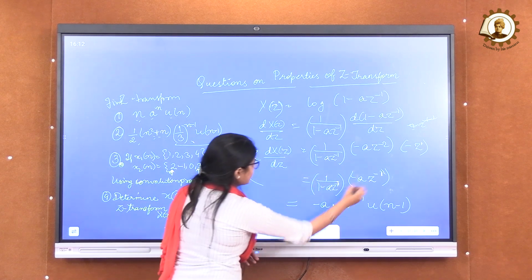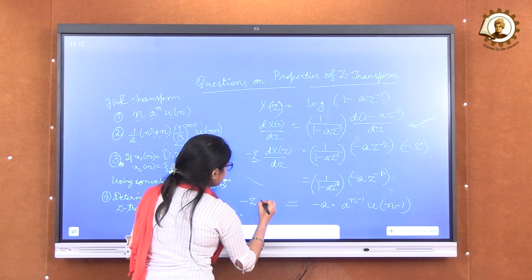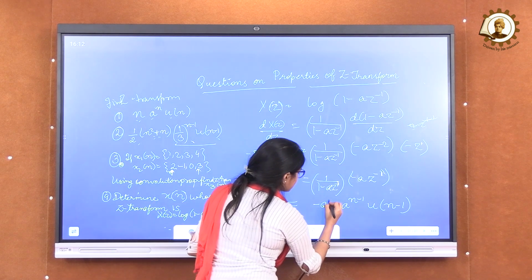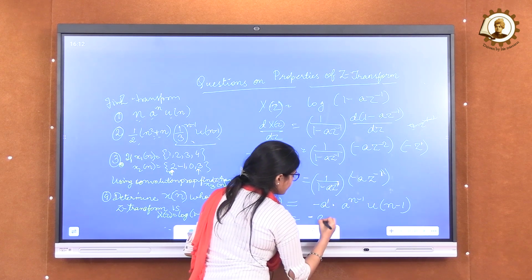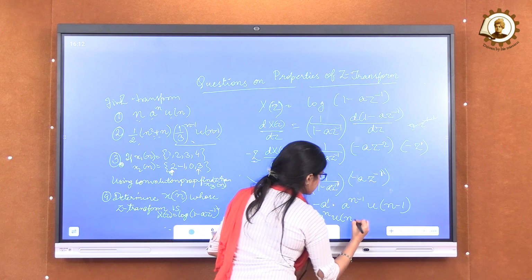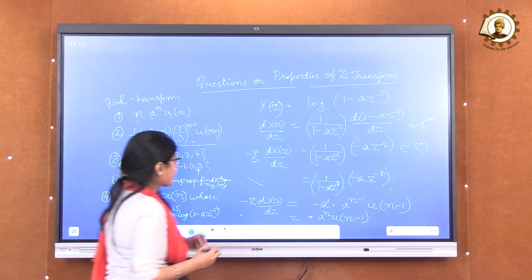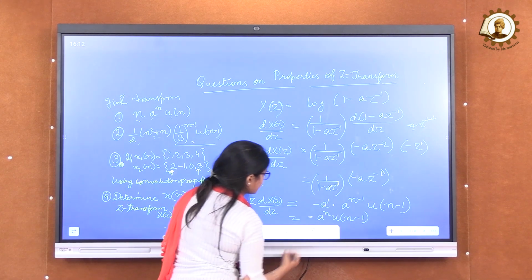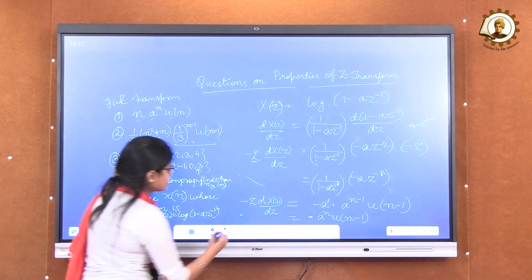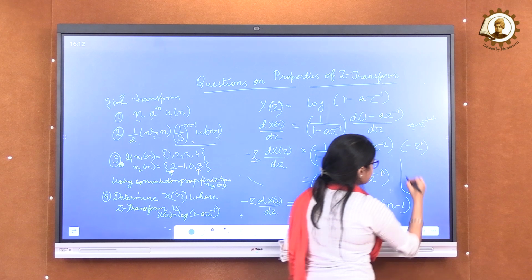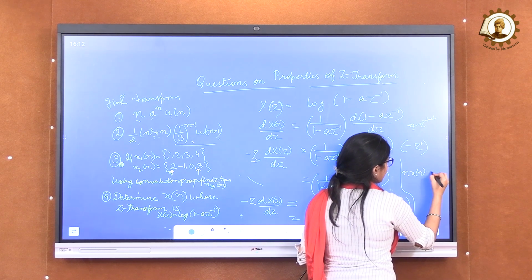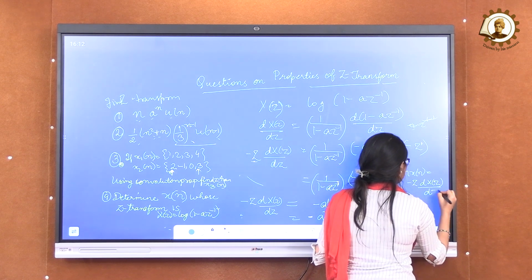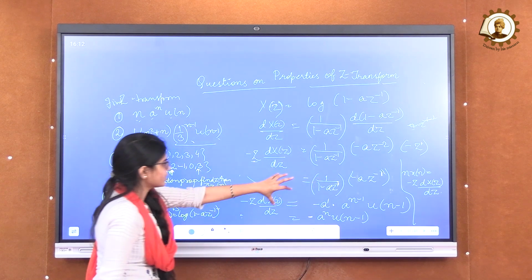And this side is minus z into dX(z) with respect to dz. Finally what we get is, since a is to the power of 1, a to the power n u[n minus 1]. Now on this side, since you are differentiating, by multiplying n into x[n] you have minus z into dX(z) with respect to dz. So this portion is coming from the differentiation part.